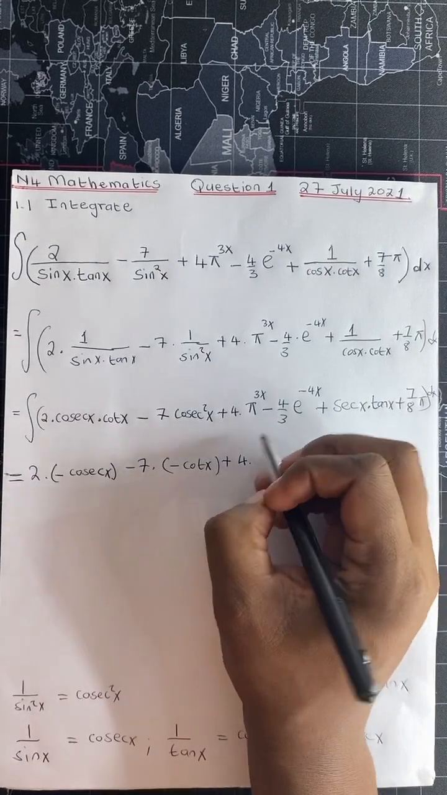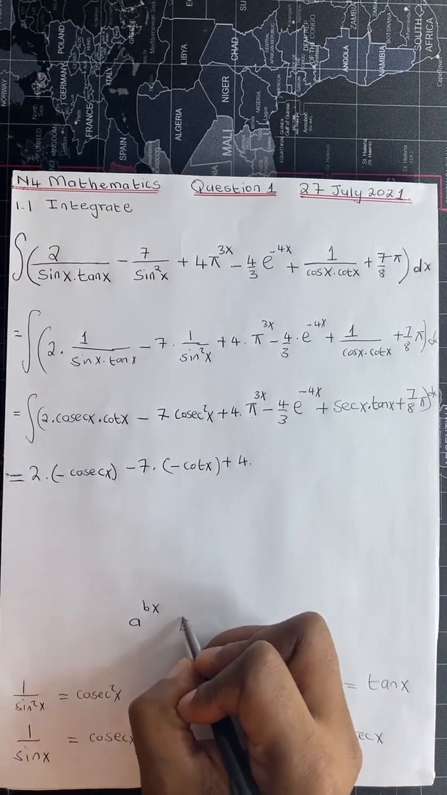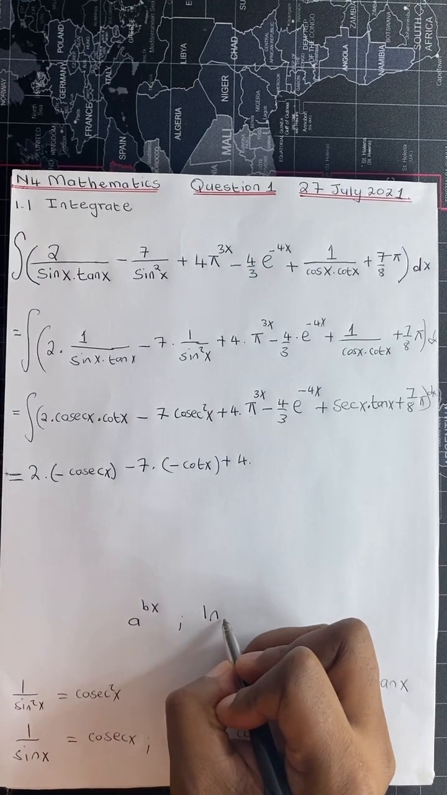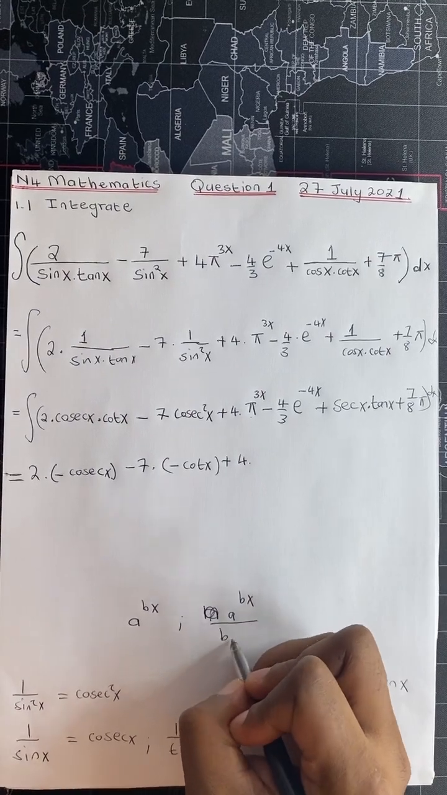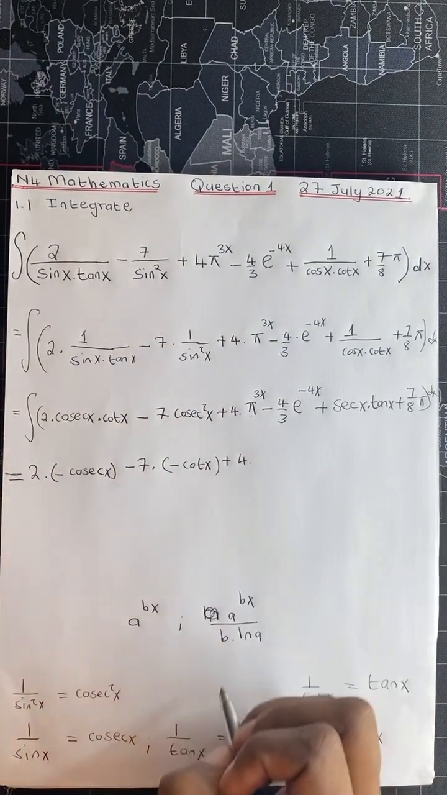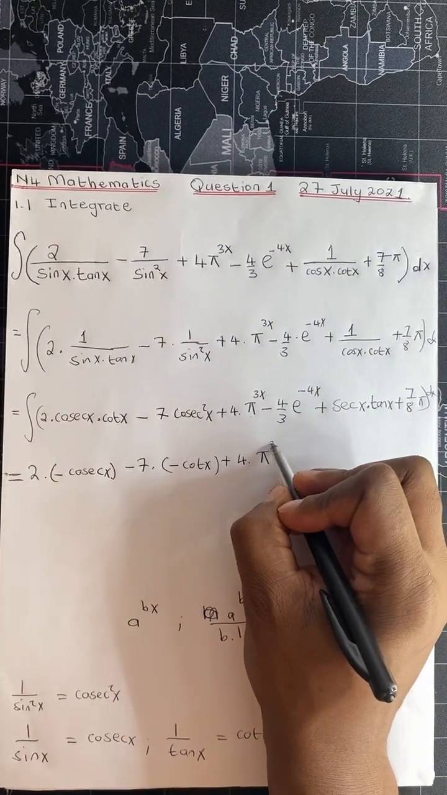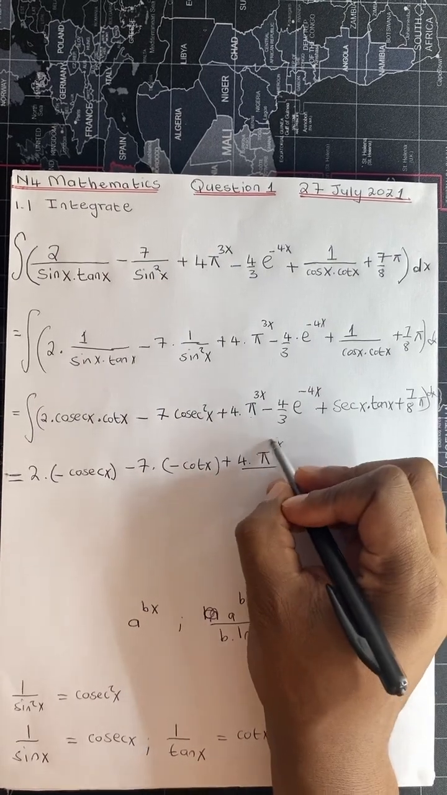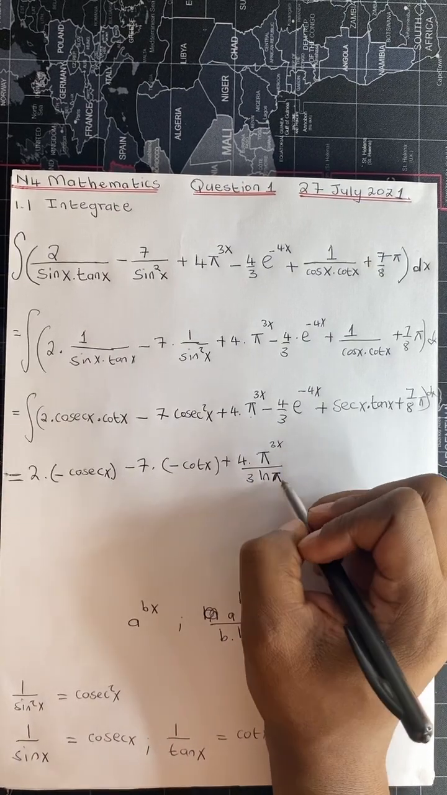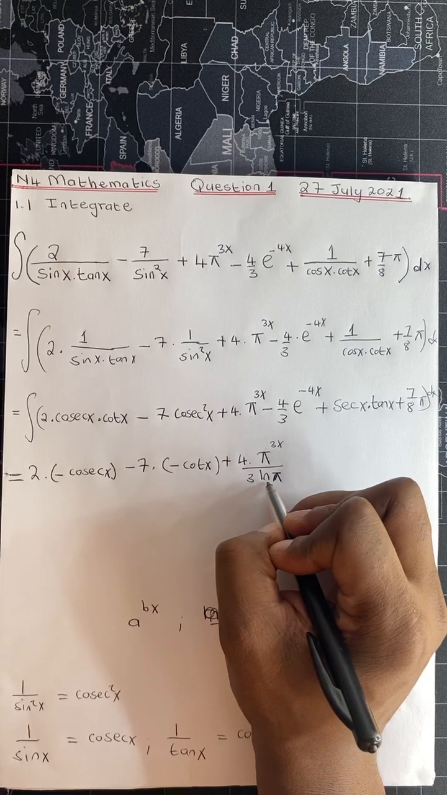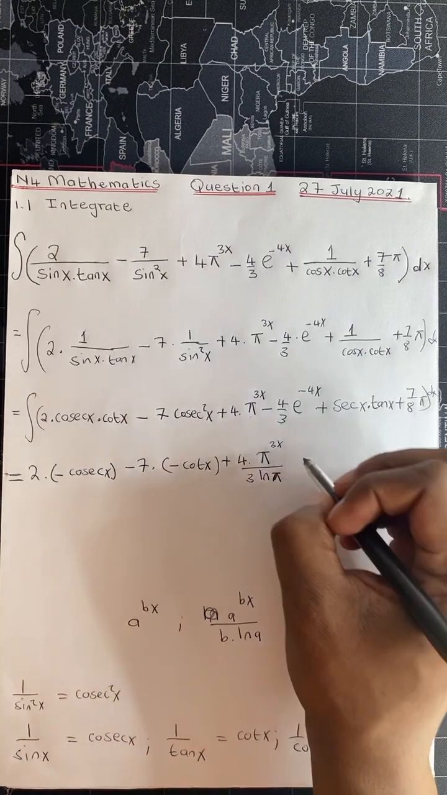plus 4. So the integral of pi to the power 3x, so if we had a to the power bx, the integral will be equal to a to the power bx divided by b multiplied by ln of a. So in this case, the integral of pi to the power 3x will be equal to pi to the power 3x divided by 3 ln of pi. So if we were differentiating, we were going to multiply by 3 ln pi, but now that we are integrating, we are dividing by 3 ln pi.